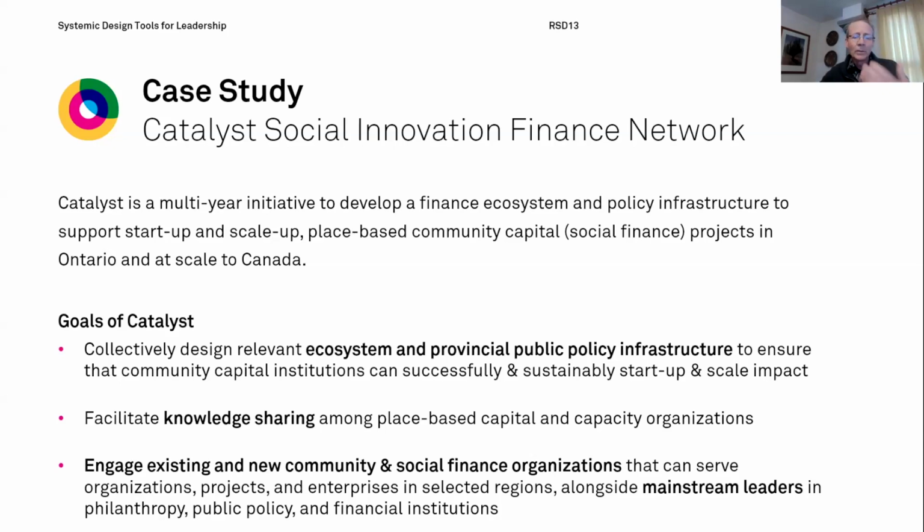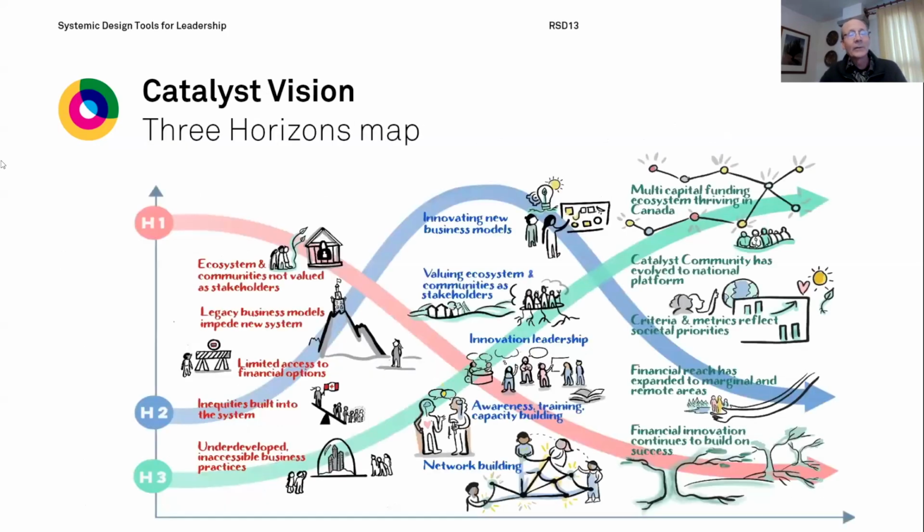So it can actually use that type of funding, but be provided in different intermediary structures, and to facilitate knowledge sharing among what they call place-based capital and the capacity organizations that can help the different organizations that are using the capital, and then engage new community and social finance organizations. So it may seem kind of abstract because there are some new concepts here, and it would be new in Canada too. It's extending beyond that.